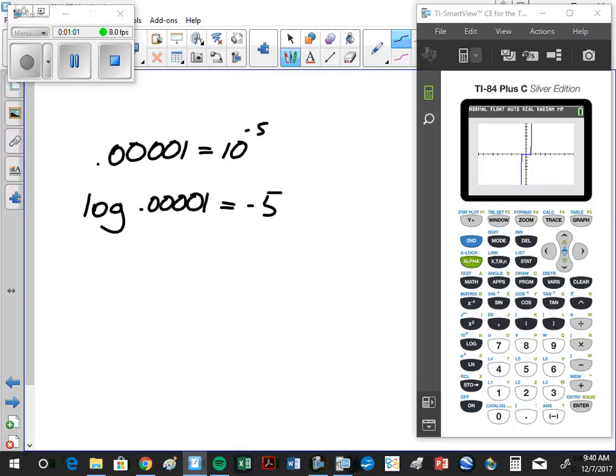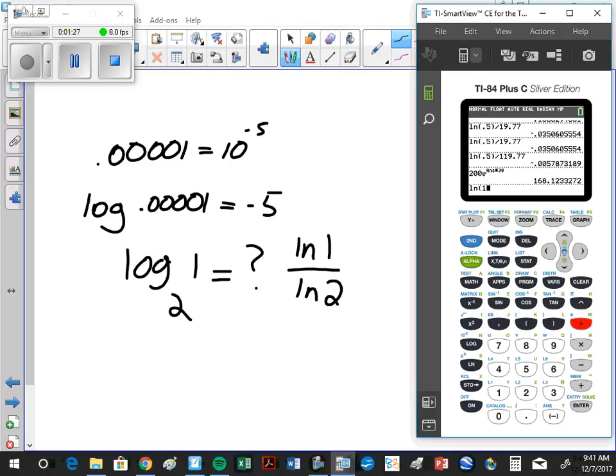Okay. Now the next set says evaluate the logarithm exactly. Log base 2 of 1 equals what? How do I solve that? I use the formula called change of base. I don't have log base 2 on my calculator, so I just do the ln of 1 over the ln of 2. Oh, that won't work. Sorry. ln of 1, you got to close the parentheses, divided by the ln of 2. And the answer is 0.